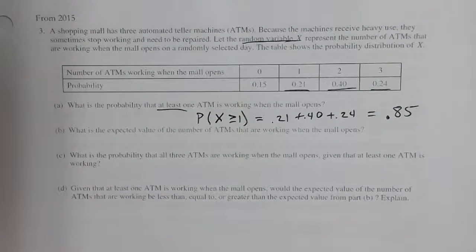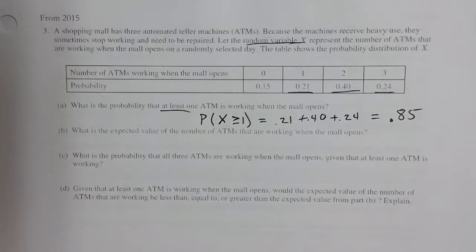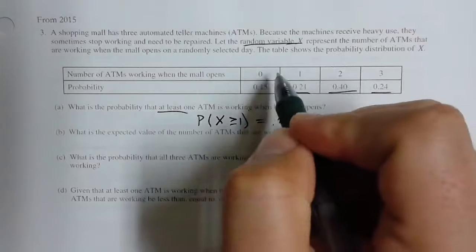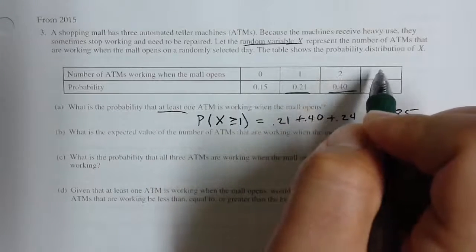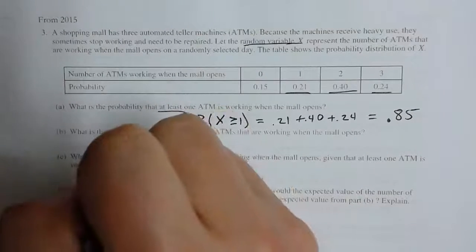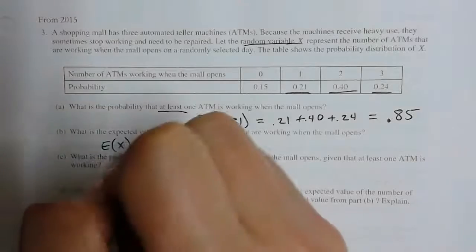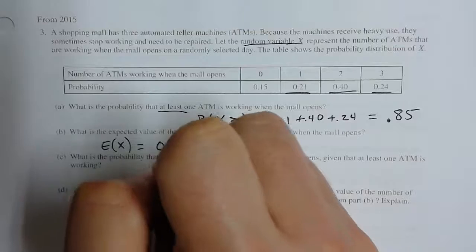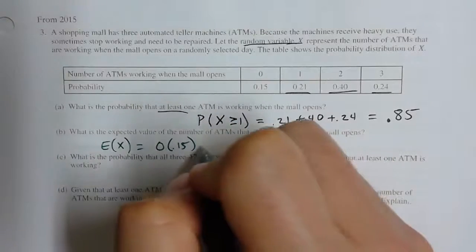Part B is an expected value task. Expected value, really just with probabilities like these, is a weighted average. So we get all of these values, but we have different weights. So we can't just add up 0 plus 1 plus 2 plus 3. We have to weight them by the probabilities. So to get the expected value of x, we're going to take each outcome, 0, the first case, weighted with a 15% probability. 1 happens 21% of the time. 2 is 40% of the time. And 3 is 24% of the time.